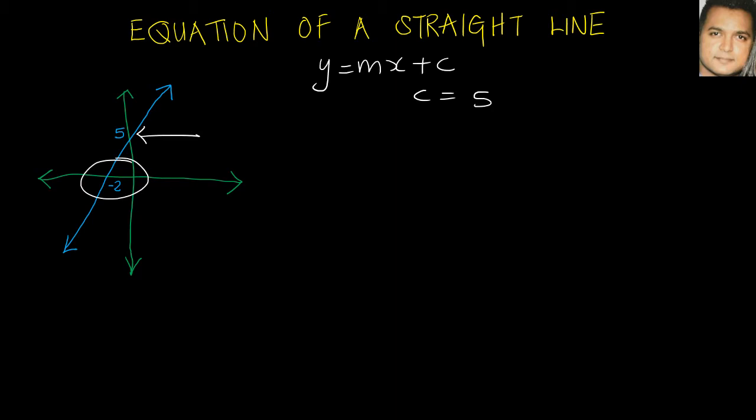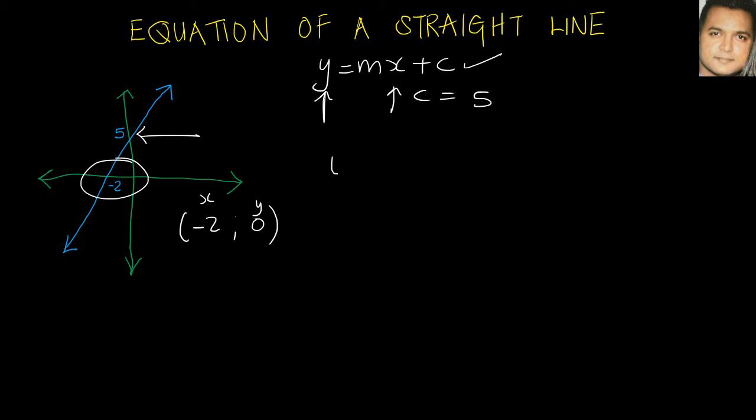Now we've got a point here. That point is made up of an x and a y. That point is minus 2, which is my x value, and 0, which is my y value. Now I have a point and I have the y-intercept, so I'm going to substitute into this. My x and y will go there, I have the c, and then I'm just going to solve for m, and therefore I'll arrive at the equation of my line. So let's do this.